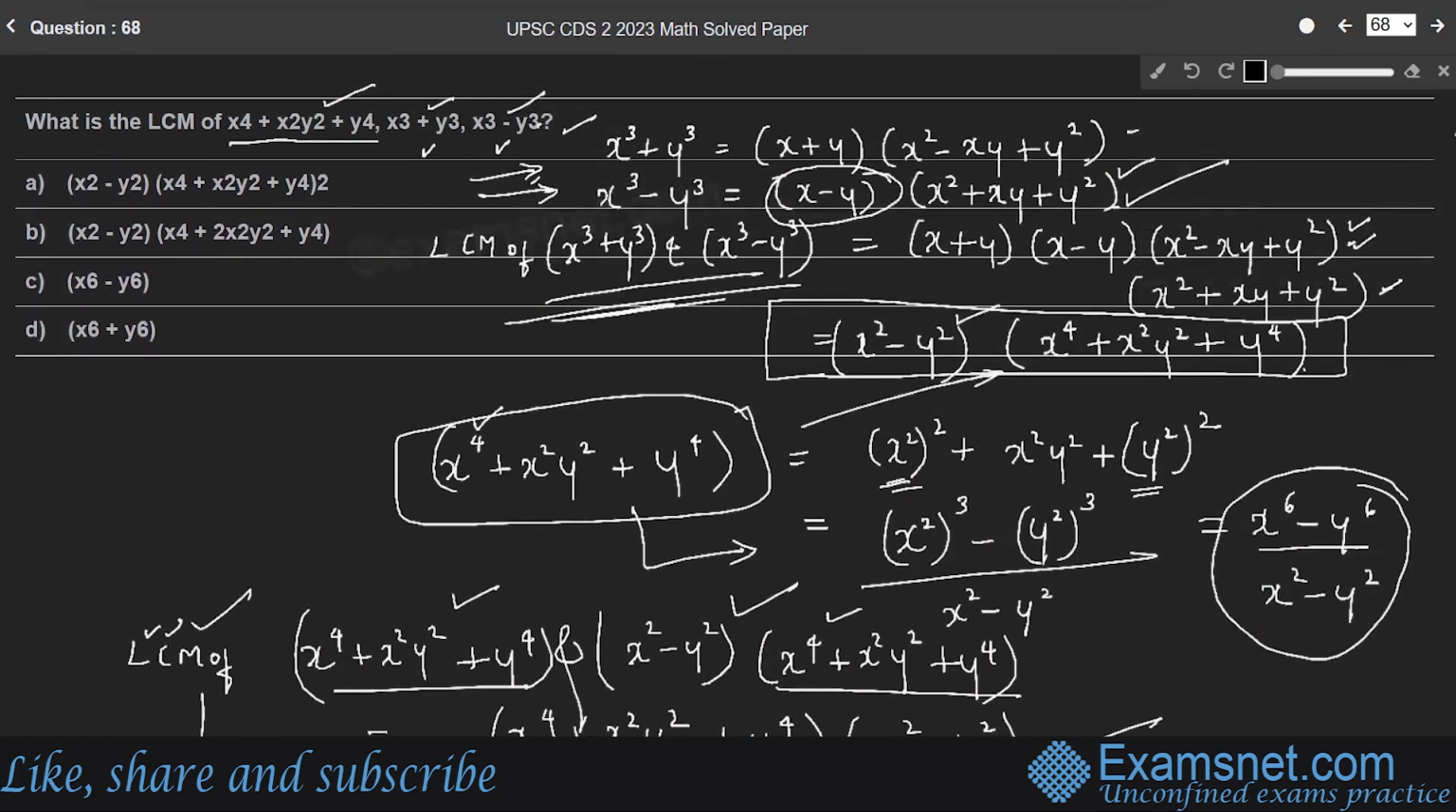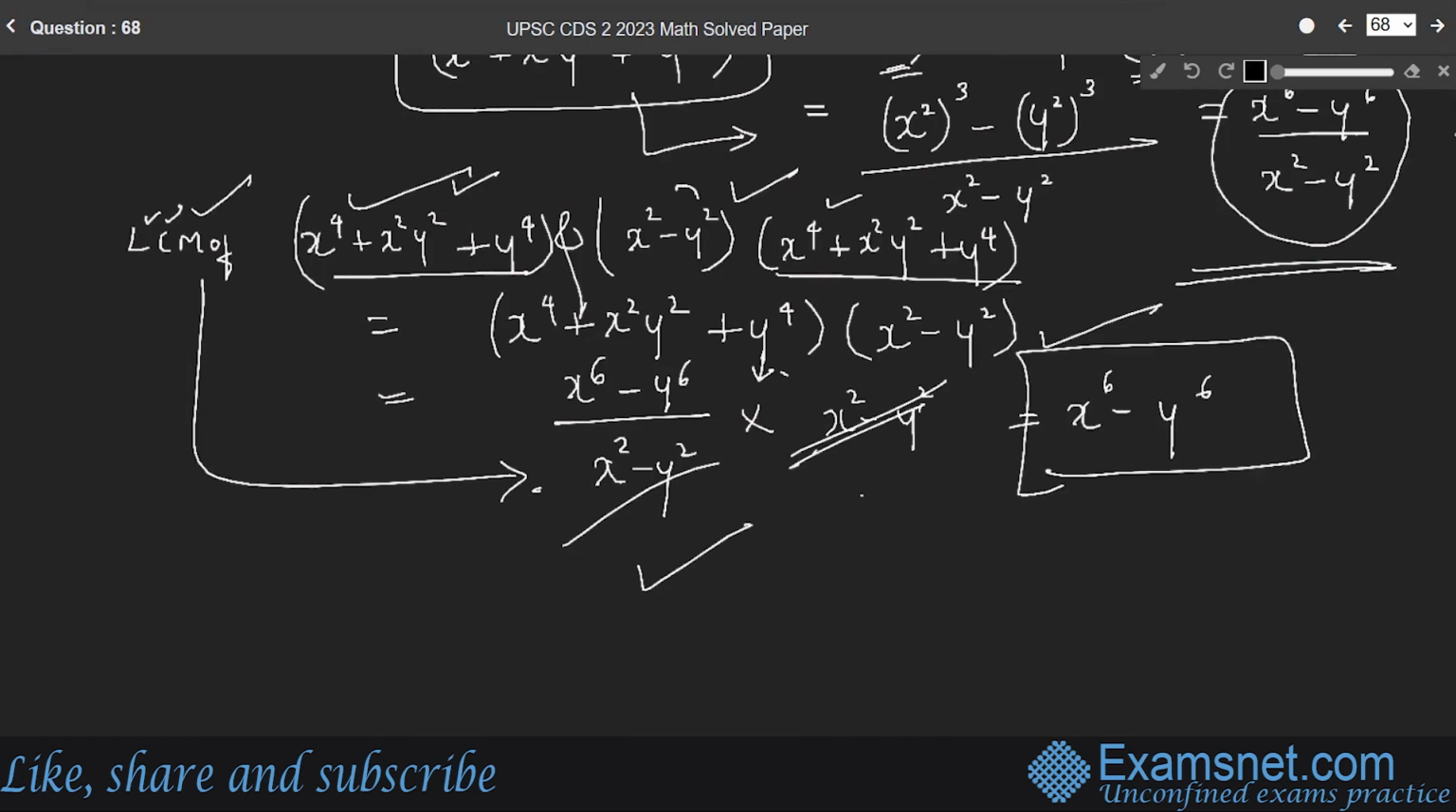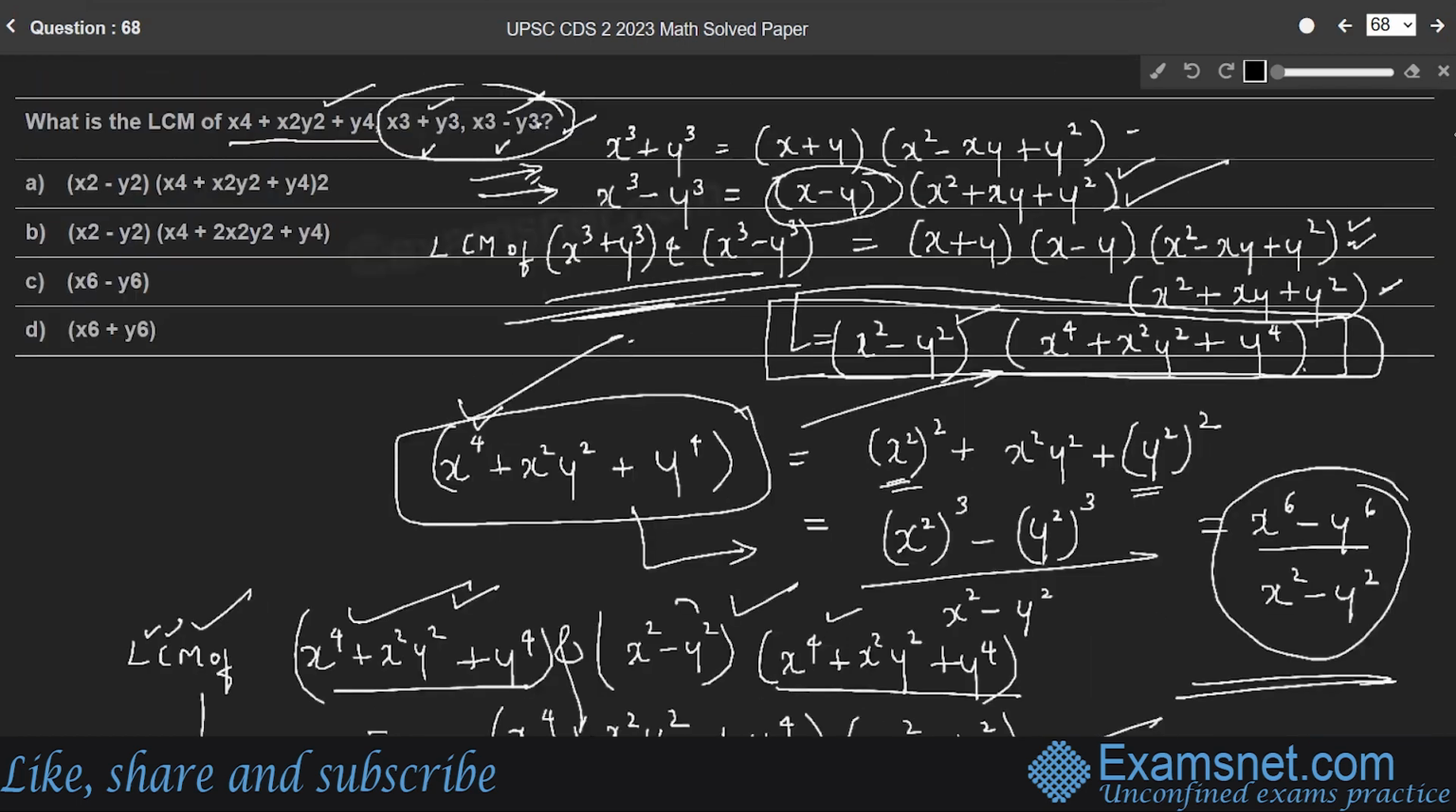Just, we have taken the LCM of the last two expressions first. So which is the LCM of this term. And the first expression, x raised to 4, will be as it is, where the LCM is the product of the first expression and x square minus y square. The first expression itself is nothing but x raised to 6 minus y raised to 6 by x square y square. So here x square minus y square will get cancelled. So we have x raised to 6 minus y raised to 6 as the LCM. Option C is the right answer.